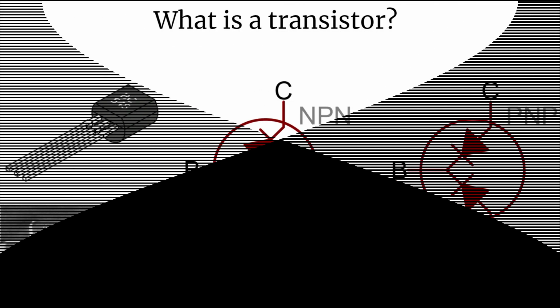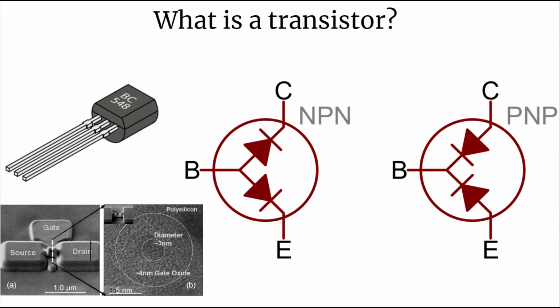We first have to ask ourselves, what is a transistor? A transistor is a semiconductor device that is used as an amplifier or switch to control electrical signal and flow. What are the different types?